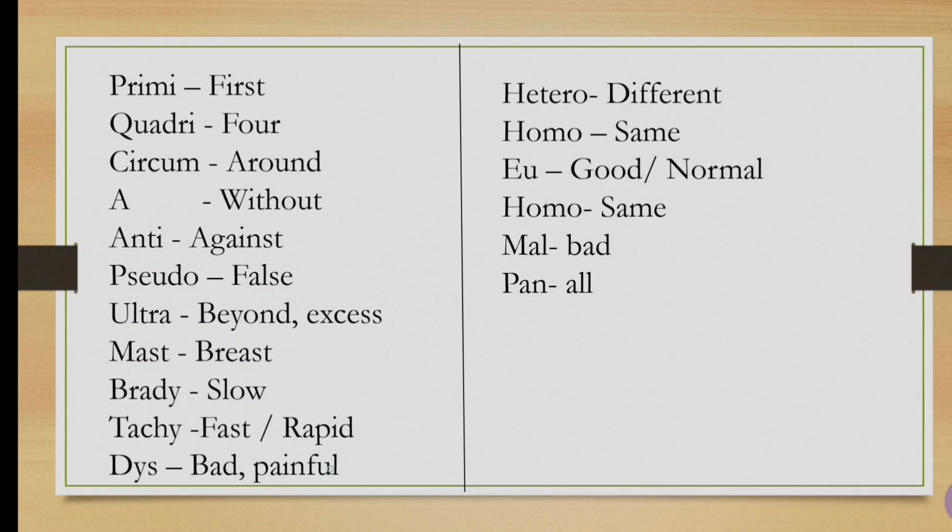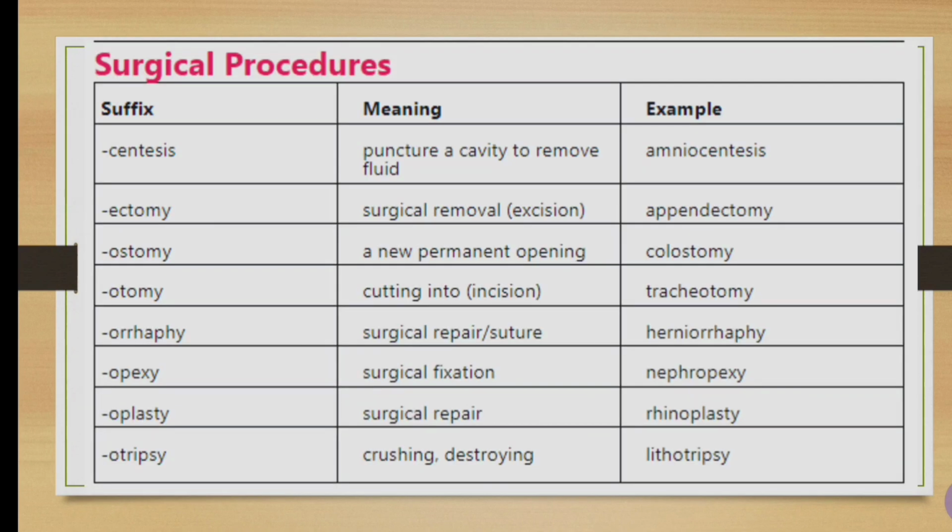Dys is bad or painful. Hetero means different. Homo means same. Eu means good or normal. Mal means bad. Pan meaning all.